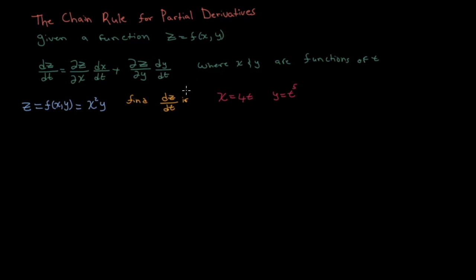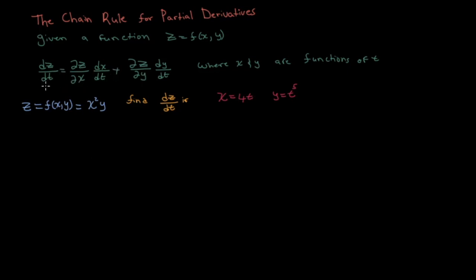So let's take a look at this with an example. Let's say you have a function z equals f of x, y, which equals x squared times y, and you're asked to find the derivative of z with respect to t if x is equal to 4t and y is equal to t to the power of 5. So how would we do this? Well, we do it simply by using our chain rule here.